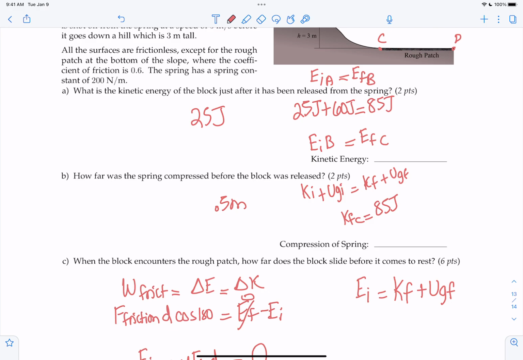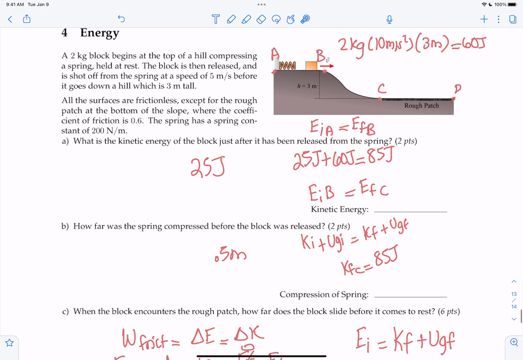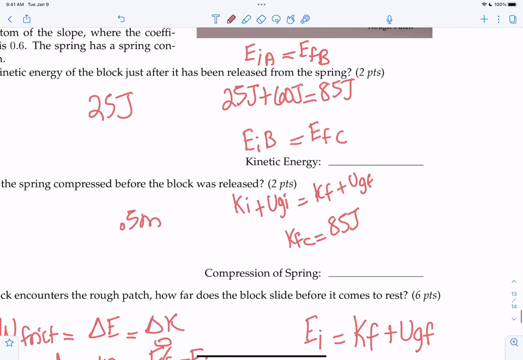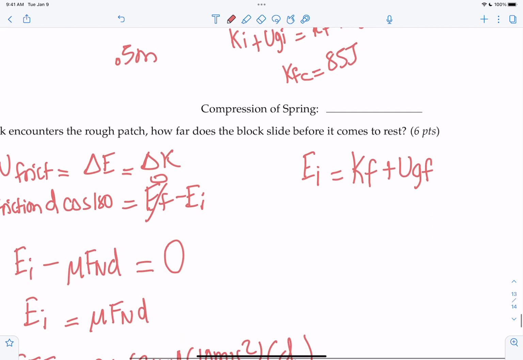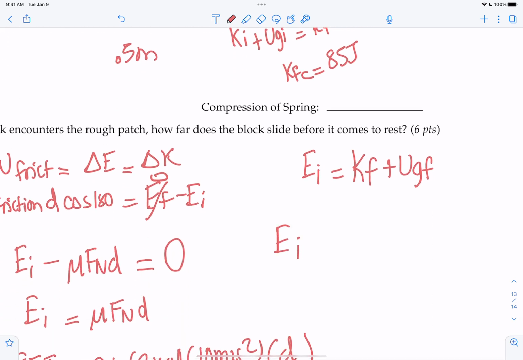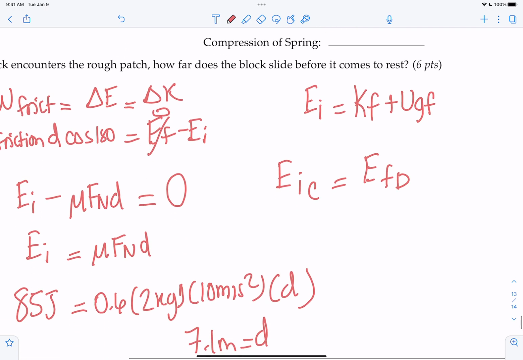So this is 85 joules. From there we can say that EIC is equal to EFD. Then we can say that EIC, that's kinetic energy at C plus, well, really, if you wanted to, you can say gravitational potential energy, but since everything is at the same height, you can say that this is just equal to KFD.